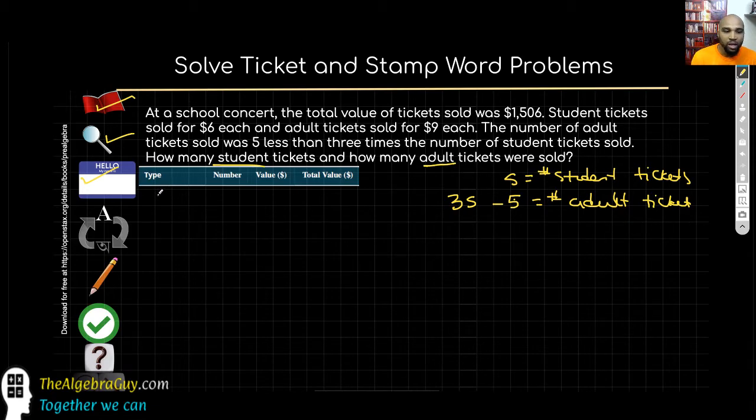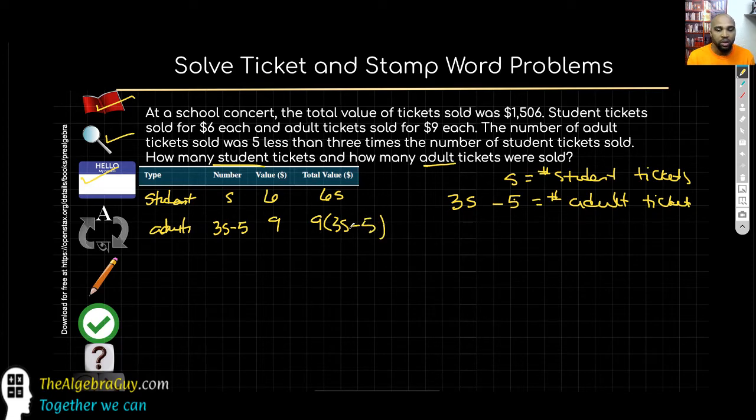So for my type, I have student tickets. And the number is S. The value is, what did they say the value was for a student ticket? $6. So the total value should be 6S. And for an adult ticket, we said the number was 3S minus 5, and those tickets cost $9. So the total value is 9 times 3S minus 5.